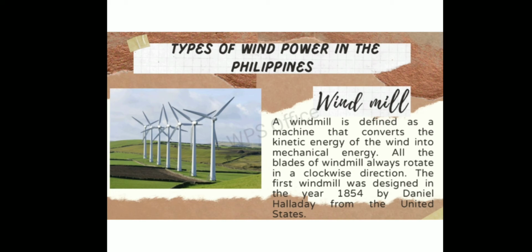Types of wind power. Windmill. A windmill is defined as a machine that converts the kinetic energy of the wind into mechanical energy. All the blades of a windmill always rotate in a clockwise direction. The first windmill was designed in the year 1854 by Daniel Halladay from the United States. A windmill is a machine that harnesses the power of the wind. Windmills may be used to grind grain into flour, to pump water, or to produce electricity.